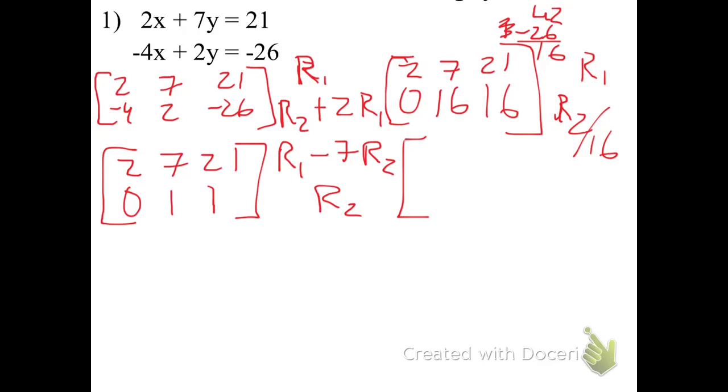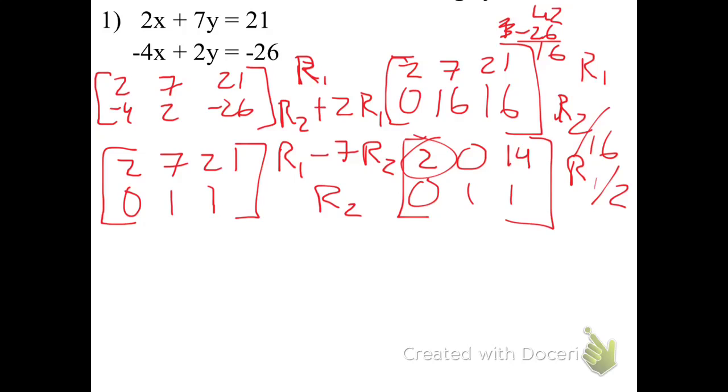Okay, 2 minus 7 times 0 is just 2. 7 minus 7 times 1, that'd be 7 minus 7, that's 0. And then you got 21 minus 7, that'll give you 14. And so we got 0, 1, 1 still on that second line. I'm going to take that first row and divide everything by 2 because I want this number to be a 1. And I'm going to leave row 2 the way it is. So now we got 1, 0, 7, 0, 1, 1.